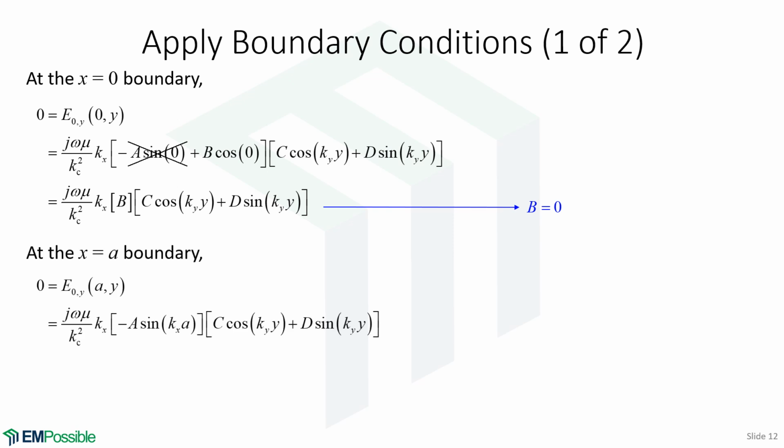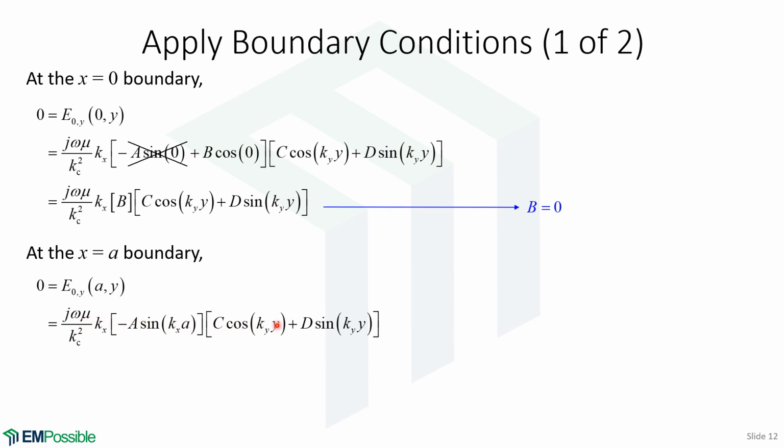Now we'll do the boundary condition at the far right-hand side of our rectangular waveguide. So that's where x equals a. So we're applying this still to E naught y, and we set x equal to a. So here x is equal to a. Notice the other term is gone because we've already found that b equals 0. So the second term in the square brackets is not there.